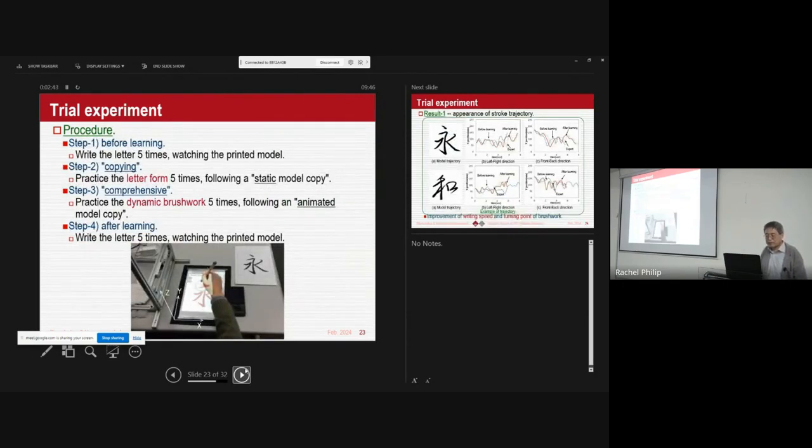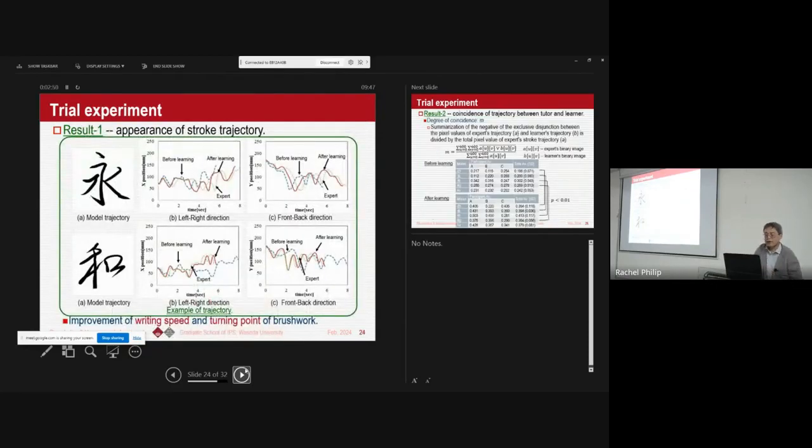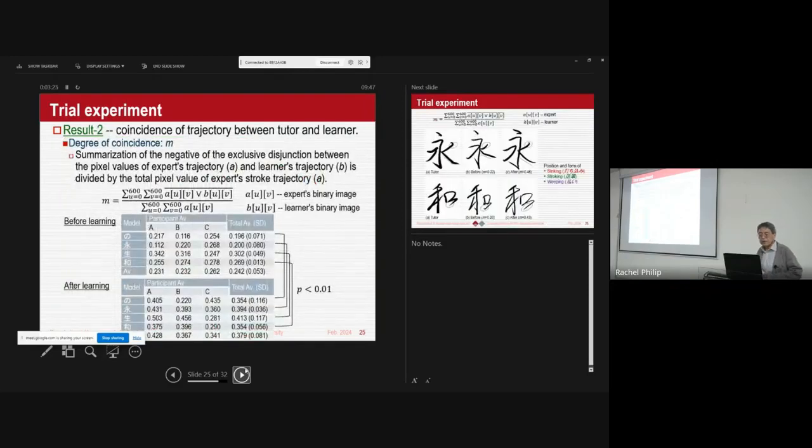And the experimental setup is like this. Before learning and after learning are compared. The appearance of the stroke trajectory before and after learning looks like this. Before learning is the dotted blue, after learning is the red one, and the expert is the green one. So if you compare before and after, the trajectory or movement becomes closer to the tutor expert's movement. Improvement in writing speed and turning point can be seen. And the degree of correspondence, or coincidence, is another parameter to compare.